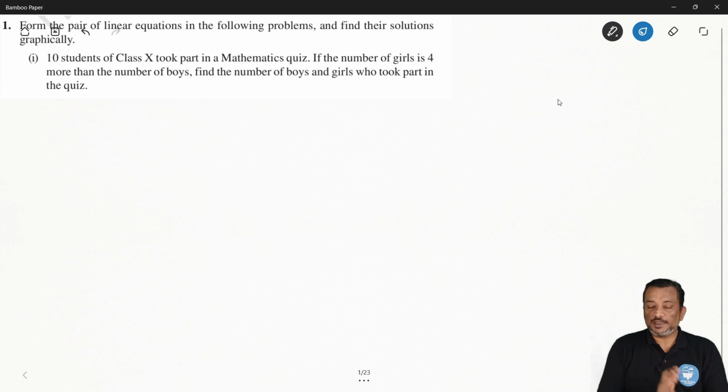Let's start our first question. The first question says: for the pair of linear equations in the following problem, find the solution by graphical method. You have seen the linear equations in our long video, where we told you all the methods: what is the graphical method, what is the substitution method, and what is the elimination method. Here it is saying to solve this linear equation and find the solution by graphical method.